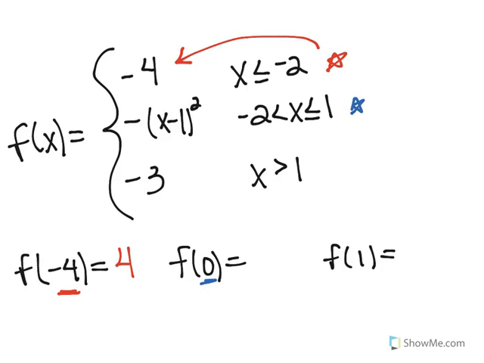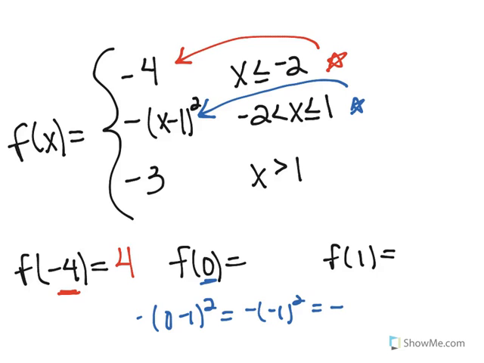So now looking at the second one, we want f of 0. That falls in this interval right here. 0 is between -2 and 1. So that means we just have to plug 0 into this equation for x. So let's see, that would be -0 minus 1 squared, which is -1 squared. Remember, you want to square that inside the parentheses. So we have -1. So our answer is -1.